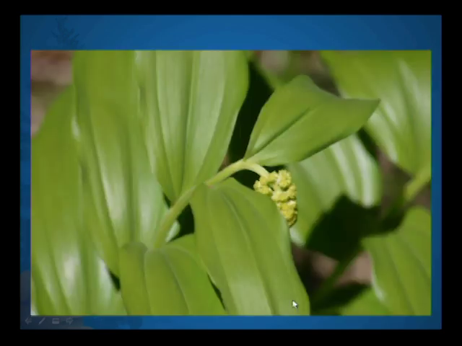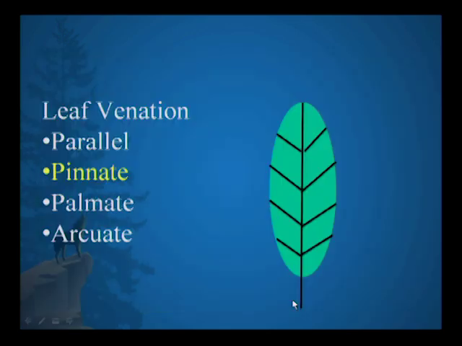Parallel venation would be just that, where the veins are running roughly parallel to one another. Pinnate is where the veins coming off of the central vein kind of look like the veins of a feather. That's a reference to a feather kind of arrangement, so that would be a pinnate arrangement.